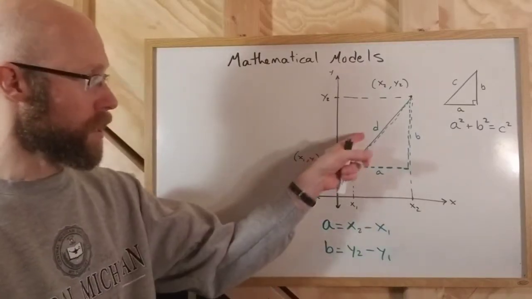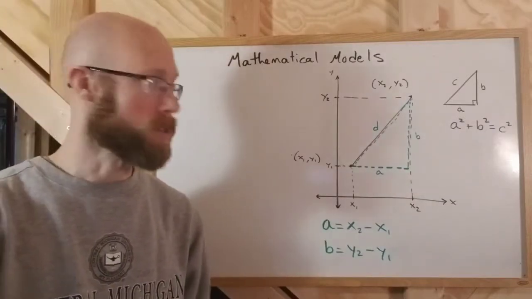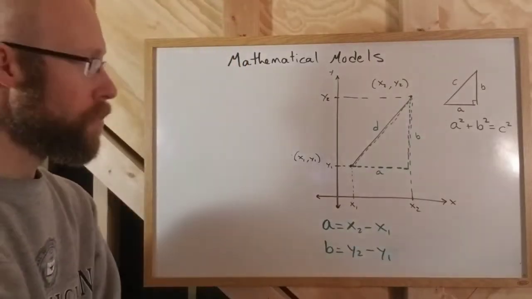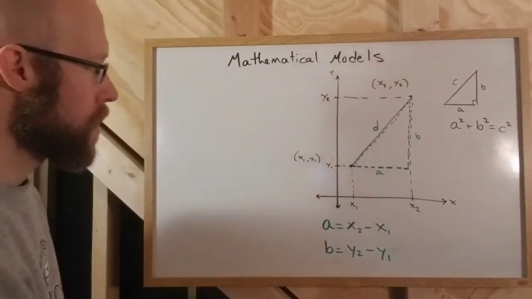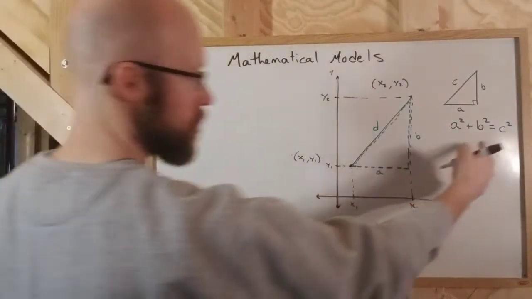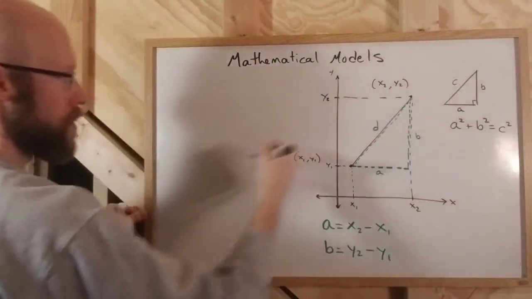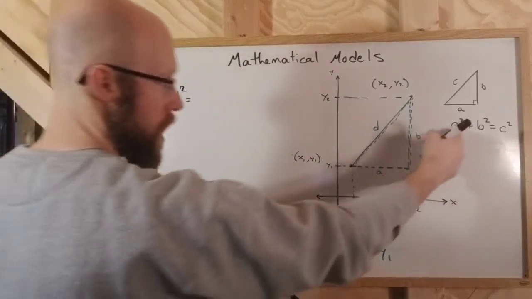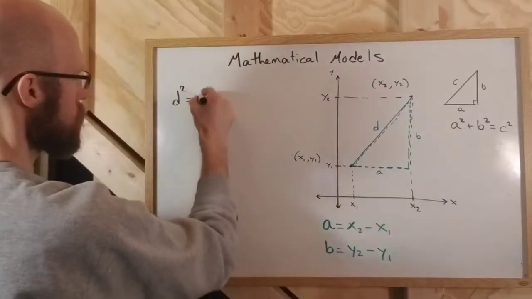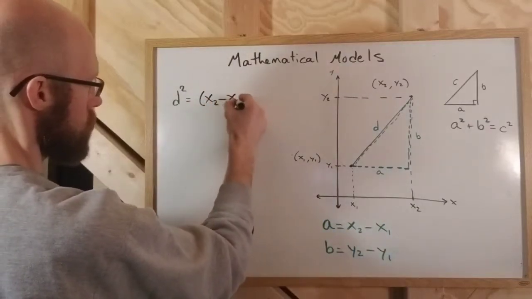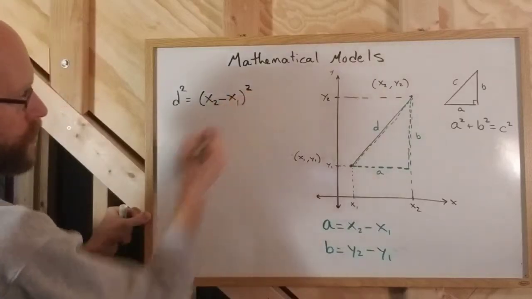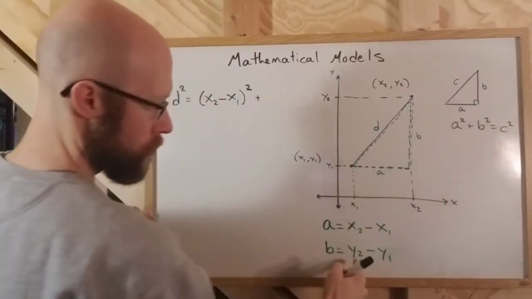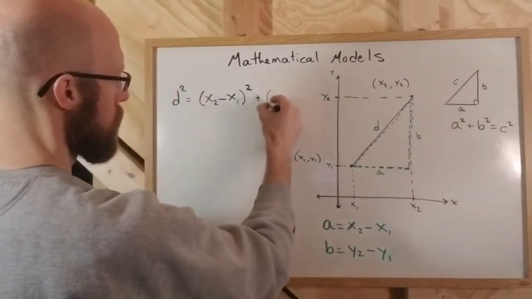Now the third side length, the hypotenuse, is the distance. When I plug all these things into the Pythagorean Theorem, I get this expression. I'm going to write it with the hypotenuse first. So d squared equals, well, a squared is this quantity here, so it's x sub 2 minus x sub 1 squared. That's your a squared. And then you add to that b squared. Well, b is y sub 2 minus y sub 1.